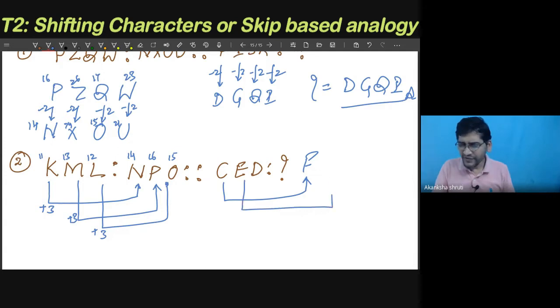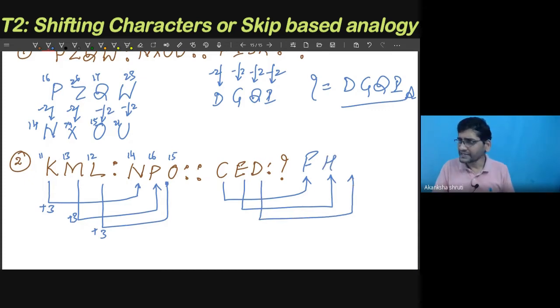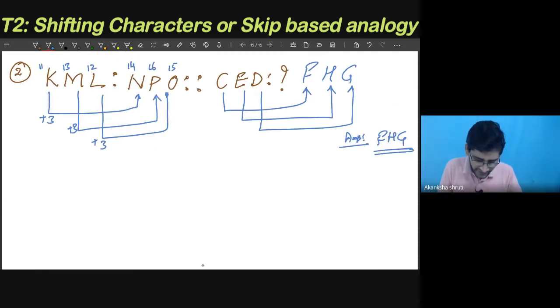E, 5 plus 3 is 8, H. D, 4 plus 3 is 7, so G. So our answer here is FHG. Many a time it may be possible, or you can also think in this way: MLH to NPO.